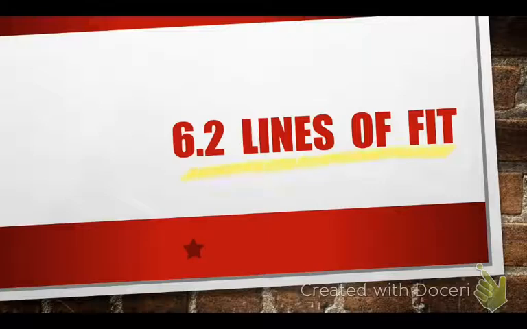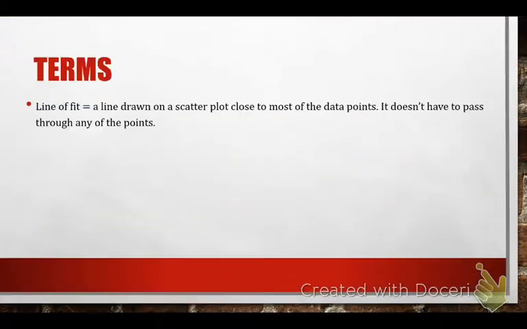All right, so today we're learning about line of fit. And what is that? It is a line drawn on a scatter plot. So we learned about scatter plots yesterday. It's a line close to most of the data points. However, it doesn't have to pass through any of the points, actually. Okay? It just needs to be close to most of the points. So we'll talk about that in just a sec.